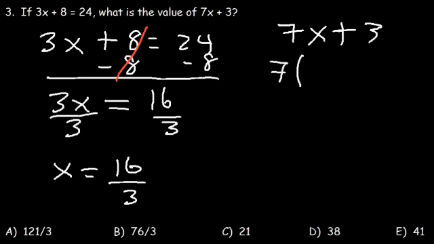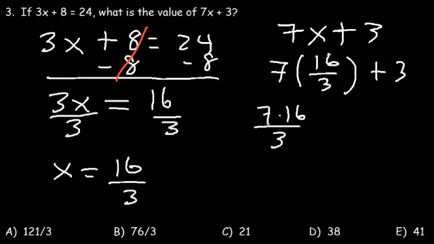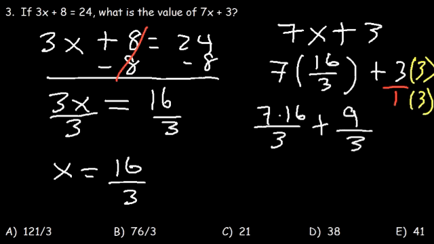So what we need to do is insert the value of x into this expression. Right now we have 7 times 16 divided by 3 plus 3. To add these two terms, we need to get common denominators. So we're going to multiply the second term by 3 over 3. Whatever you do to the top, you have to do to the bottom, so that the value of the fraction remains equal. So 3 is equivalent to 9 divided by 3.